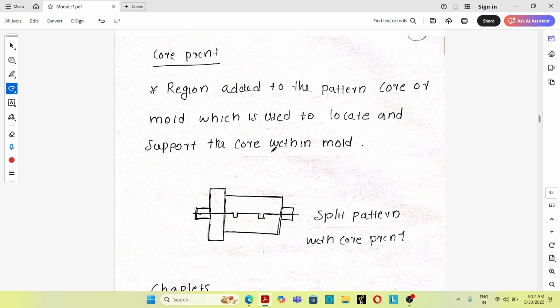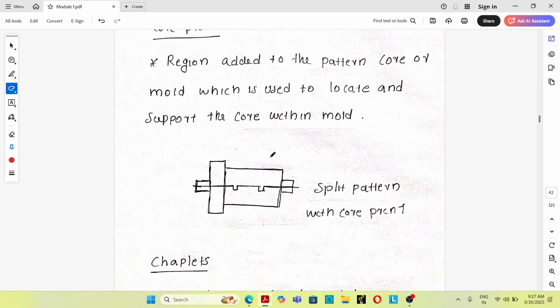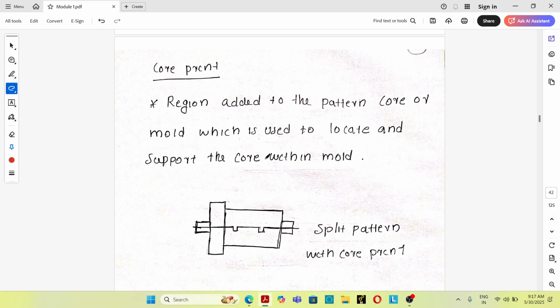Next one is core print. What do you mean by core print? Very important topic. Core prints are regions added to the pattern which is used for producing the mold core, and this region is used for producing a seat for supporting the core in the mold cavity.